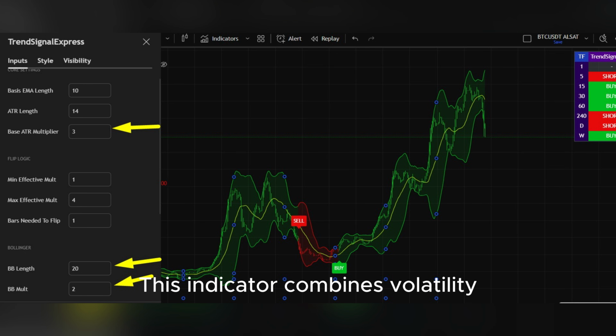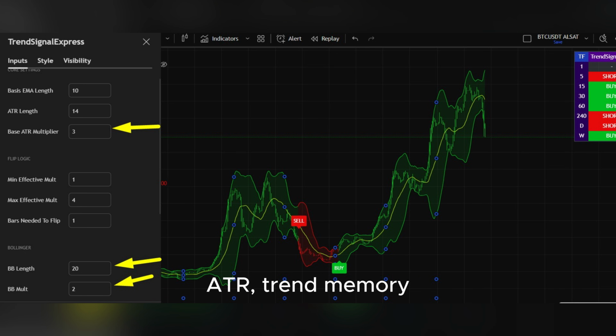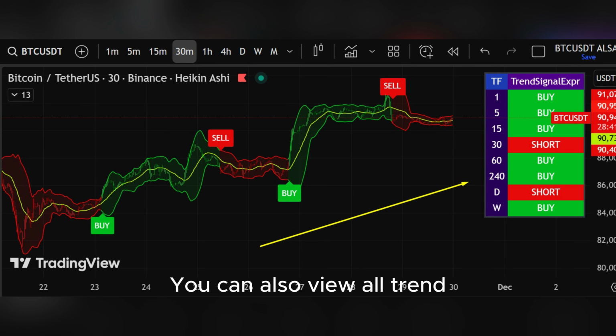This indicator combines volatility, ATR, trend memory, and the Bollinger Midline filter to capture trend beginnings even more clearly and precisely. You can also view all trend directions from the 1 minute to the daily chart at a glance using the MTF panel. And for those who need the settings, I have explained everything in detail in the video.